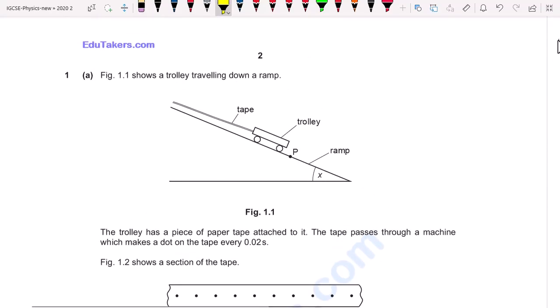Part A. Figure 1.1 shows a trolley traveling down a ramp. The trolley has a piece of paper tape attached to it. The tape passes through a machine which makes a dot on the tape every 0.02 seconds. Figure 1.2 shows a section of the tape.